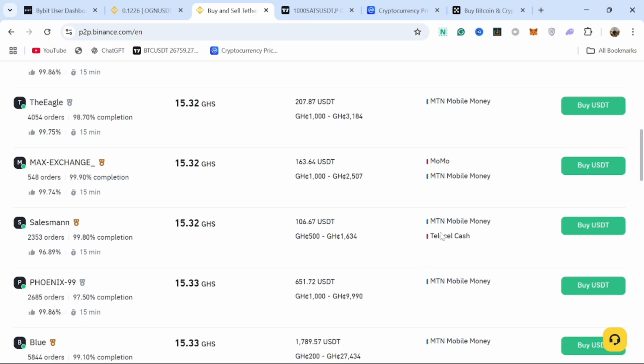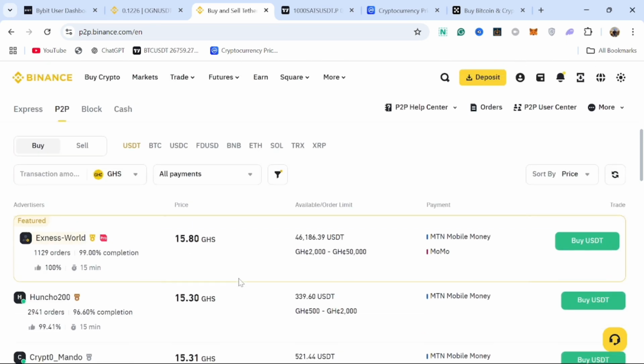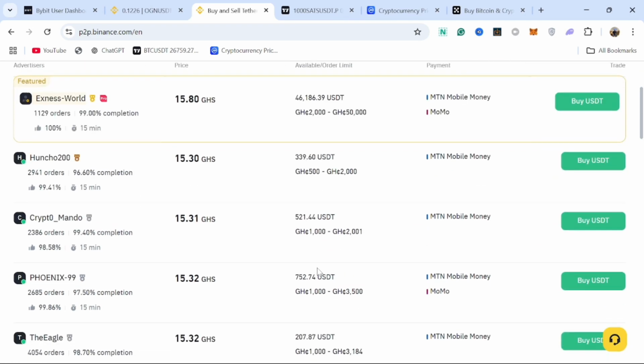With the payment method, you can select mobile money, which is MTN, or TCL cash. Then we have the limit of the person, how much the person can trade with you. This person has a limit ranging from 2,000 to 50,000 cities. Meaning, if you want to buy from the first guy, you will have to select an amount of 2,000 or above and less than 50,000 cities. This is very tricky. If you are new, just send me a message. I will help you deposit into your Binance.